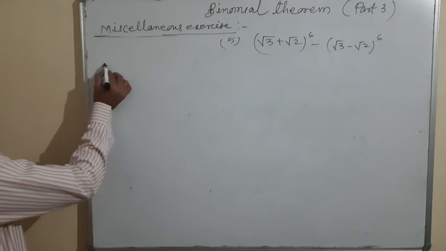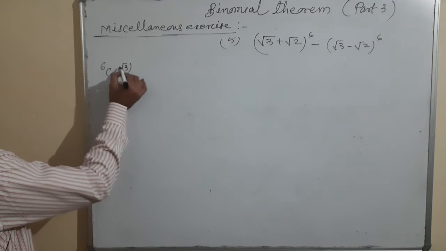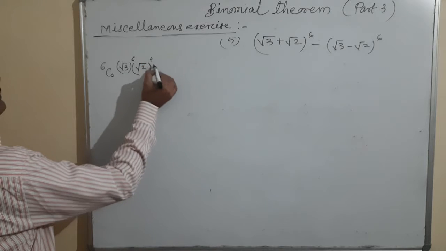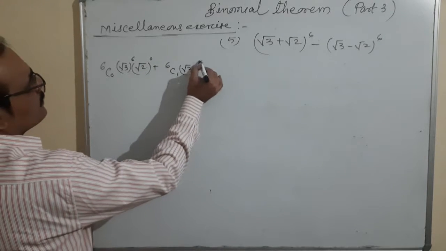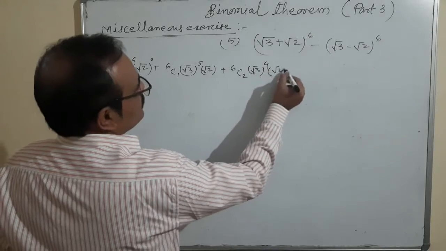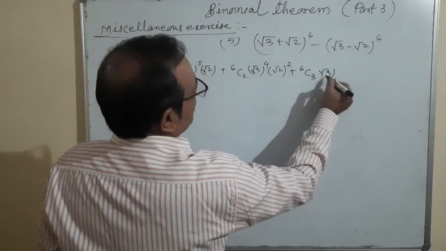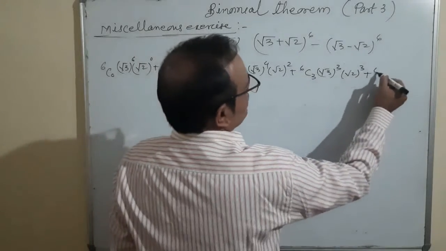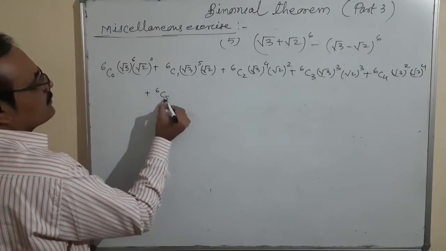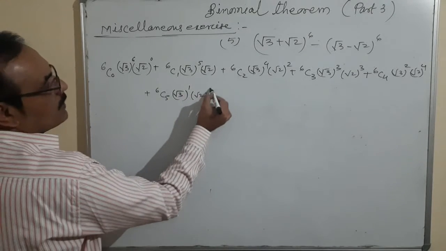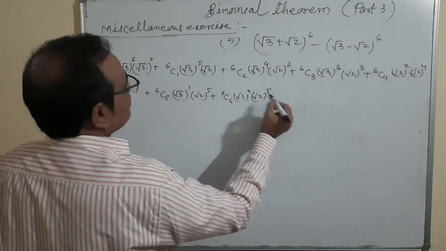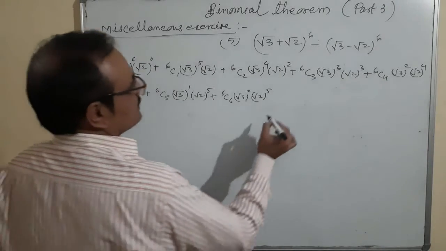6C0 starting from here. 6C0 (root 3)^(6-0) (root 2)^0, plus 6C1 (root 3)^5 root 2, 6C2 (root 3)^4 (root 2)^2, 6C3 (root 3)^3 (root 2)^3, plus 6C4 (root 3)^2 (root 2)^4, plus 6C5 (root 3)^1 (root 2)^5 and 6C6 (root 3)^0 (root 2)^6. Okay, that is the first expansion.